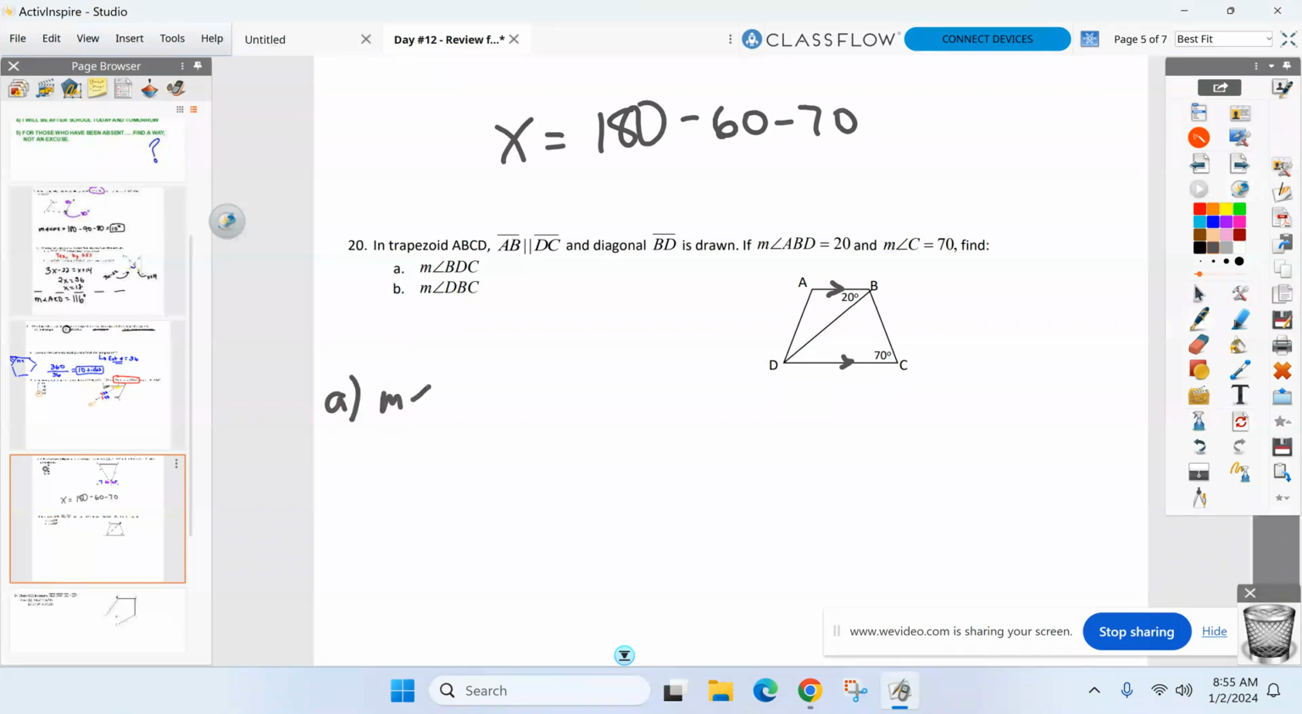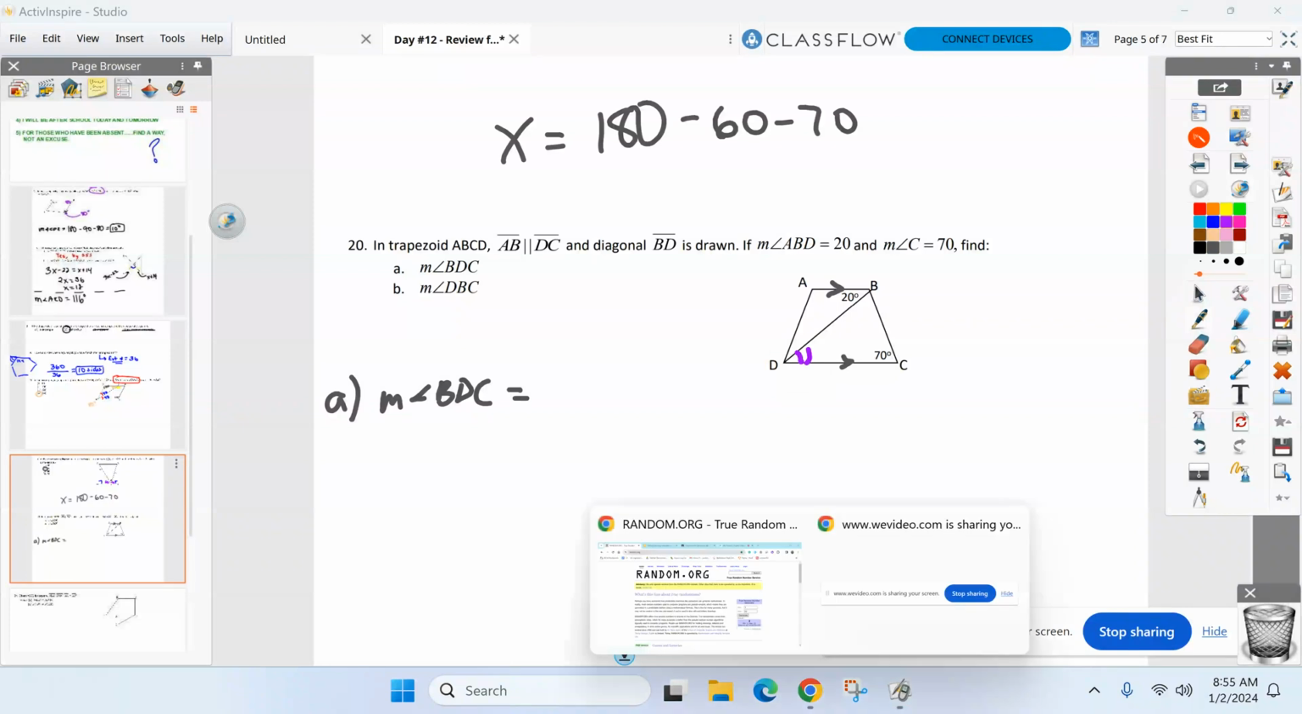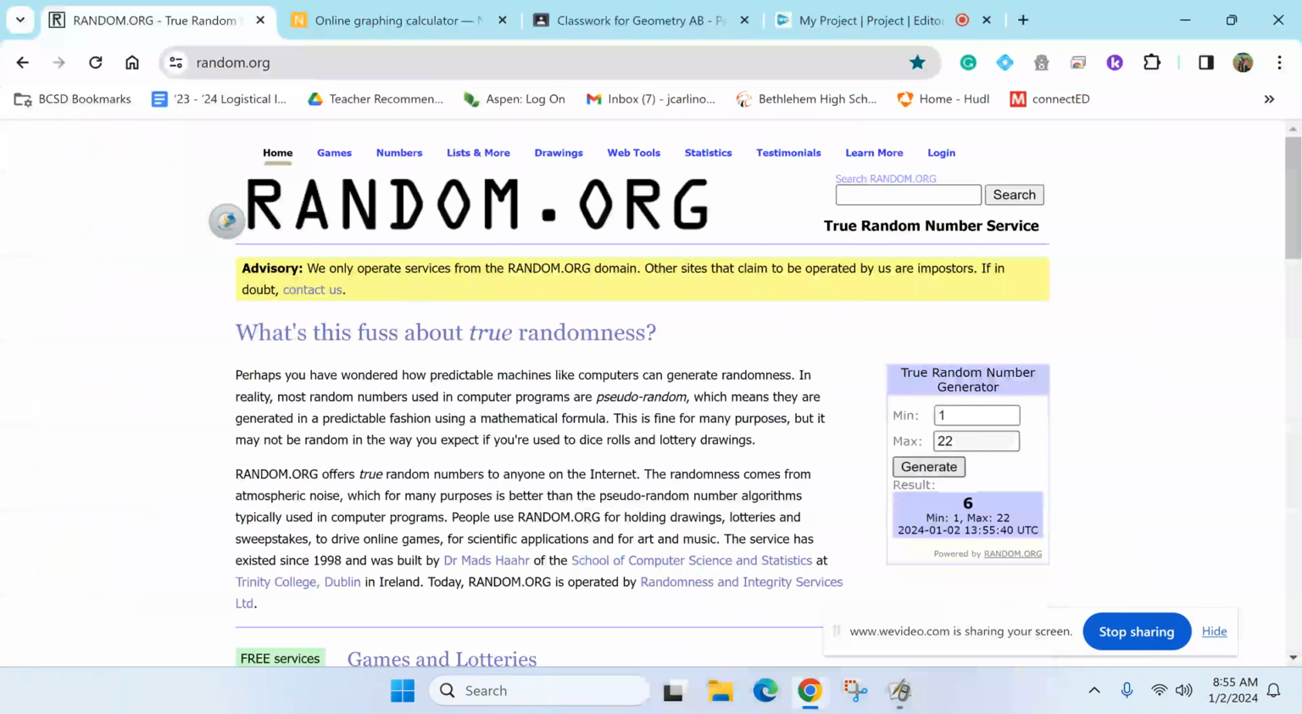Oh boy, here we go. Angle BDC. And there should have been a reason why I told you those lines were parallel, right? Angle BDC. There's really no calculations here. Just look where angle BDC is and look at the two angles I gave you. There's BDC and the two angles I gave you.